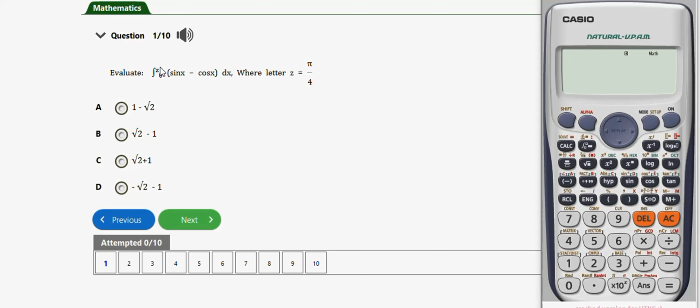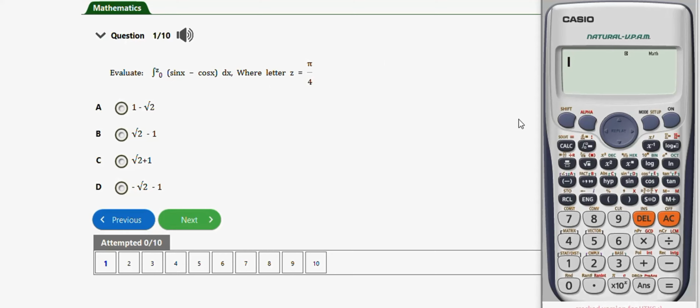The first question says, evaluate this definite integral. We have the upper limit to be pi over 4 and the lower limit to be 0, where the function is (sin x minus cos x) dx. Now guys, this question is a definite integral, but don't worry, we are still going to meet indefinite integral questions in the course of this video, so you will learn how to solve both with the calculator.